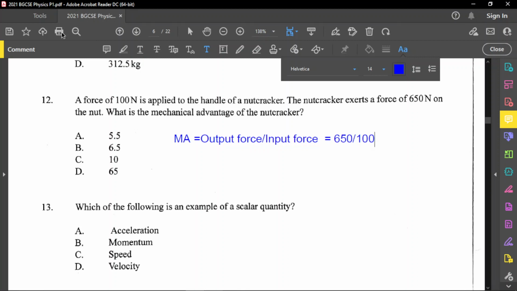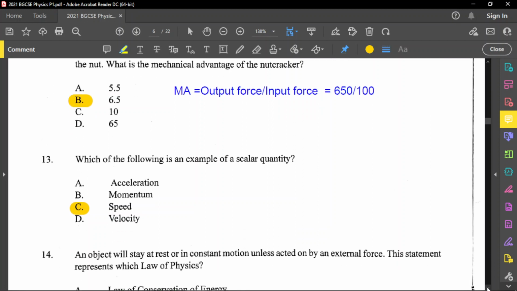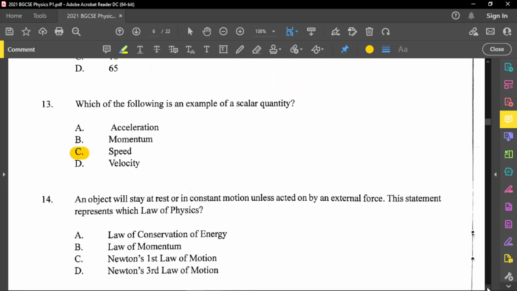Okay? So 6.5 is our correct answer for question number 12. Question number 13 is which of the following is an example of a scalar quantity? Acceleration is a vector, momentum is a vector, speed is a scalar, and velocity is also a vector quantity, because vectors have both magnitude and direction. A scalar only has a magnitude, which means it only has a size.